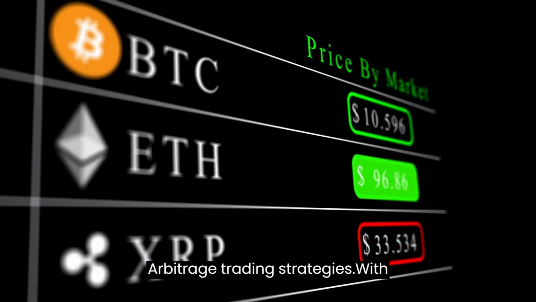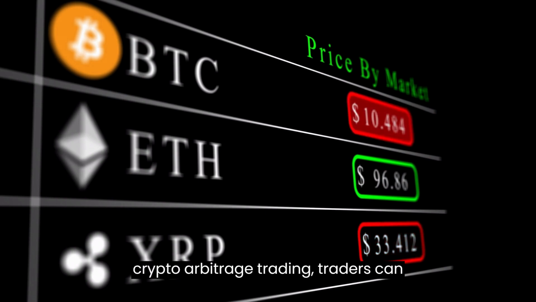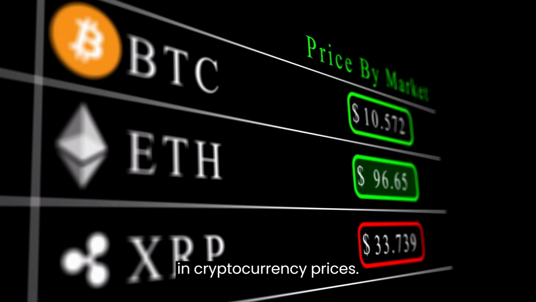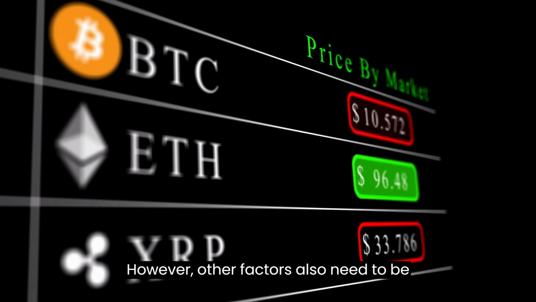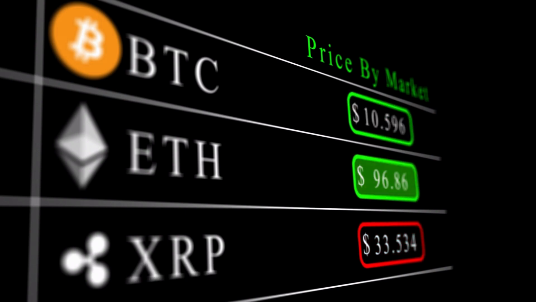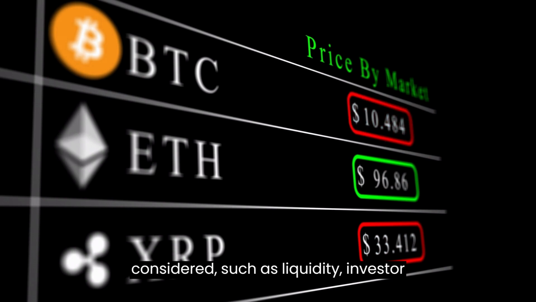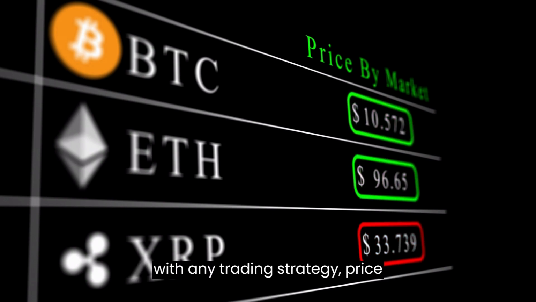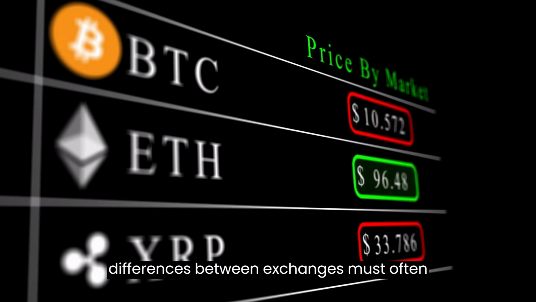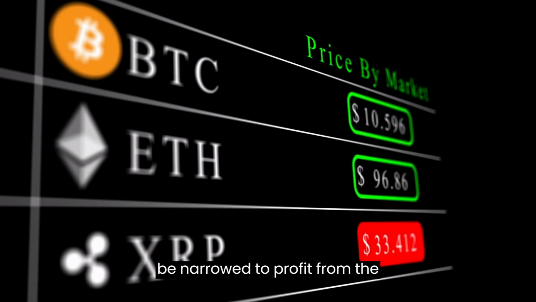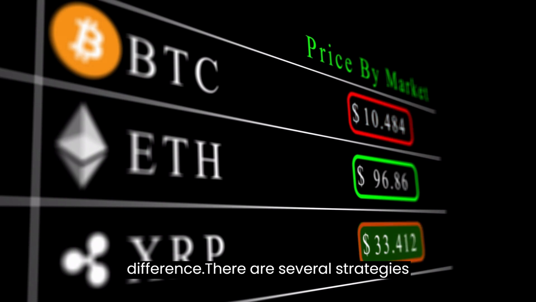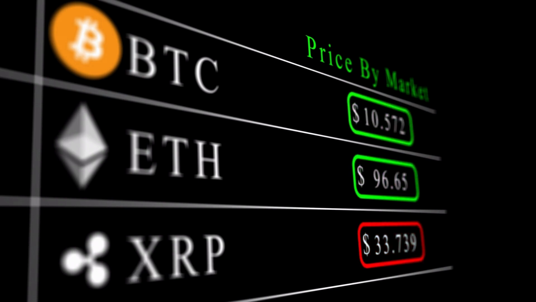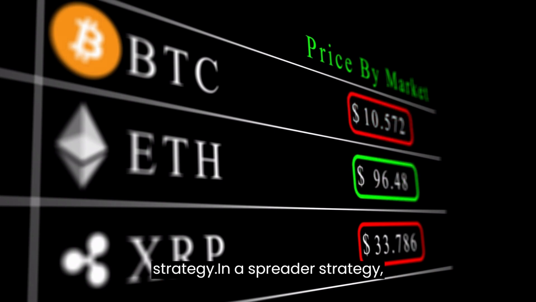Arbitrage trading strategies. With crypto arbitrage trading, traders can take advantage of speculative movements in cryptocurrency prices. However, other factors also need to be considered, such as liquidity, investor behavior, and market conditions. As with any trading strategy, price differences between exchanges must often be narrowed to profit from the difference. There are several strategies that traders use to account for this. One of the most common is the spreader strategy.